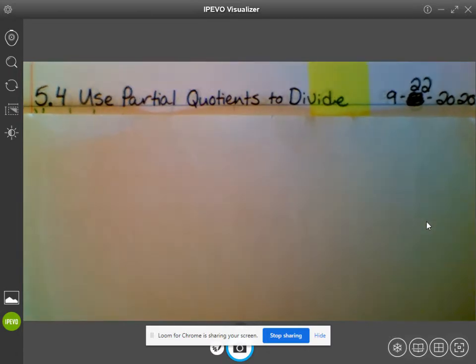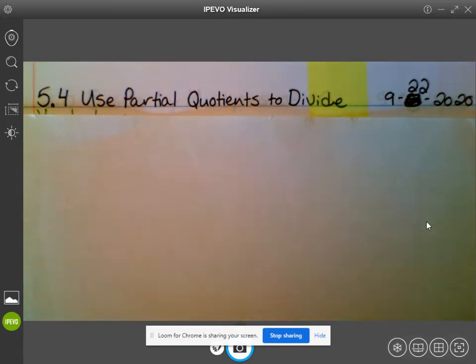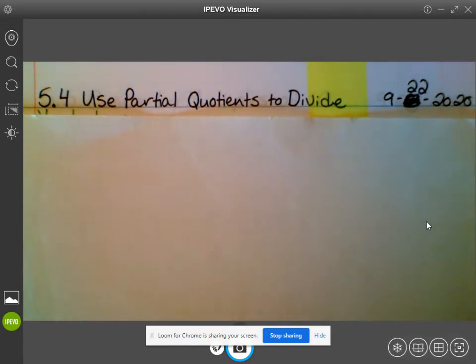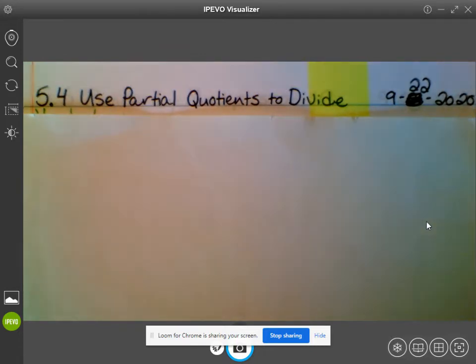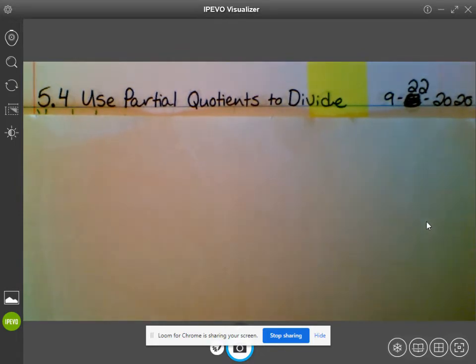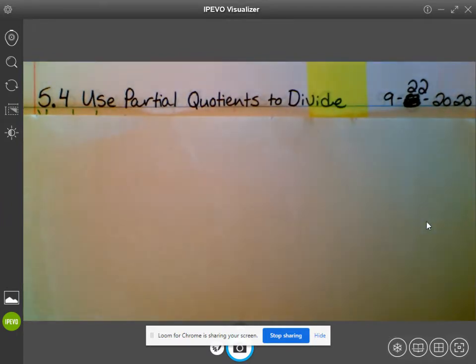And put a thumbs up on your desk when you've got that on your notebook paper. Awesome. Thank you, guys. While you're waiting for your classmates to finish getting the title and the date, just think to yourself. You don't need to talk. Just think to yourself what you think partial quotients means. Think about what we know about other terms that sound similar to that, but just think to yourself about what you think partial quotients are.